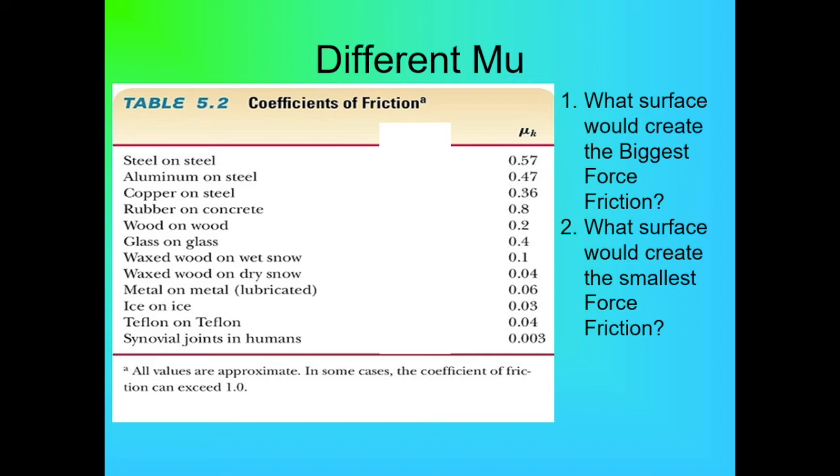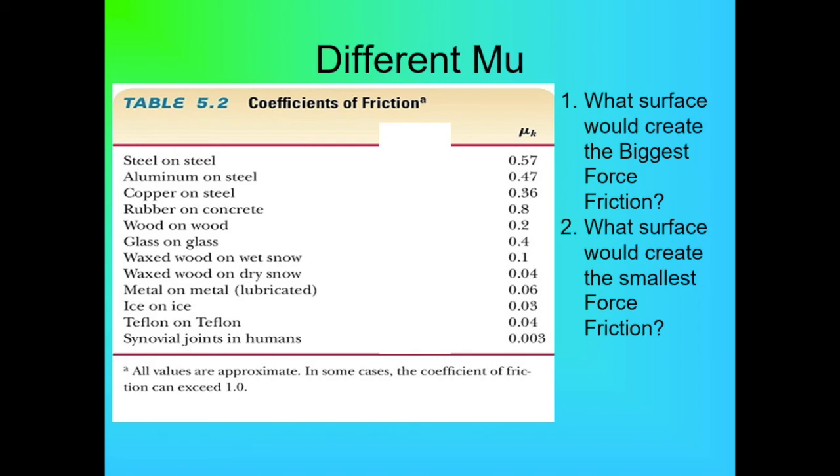So taking a look at the second question, what surface would create the smallest force of friction? I see that the smallest force of friction would be a result of the smallest coefficient of friction, which is 0.003, and that's from synovial joints in humans. Synovial joints. Some of you may not know what that means, and that's fine, but we can see that it says in humans. So that's just talking about the joints in us.